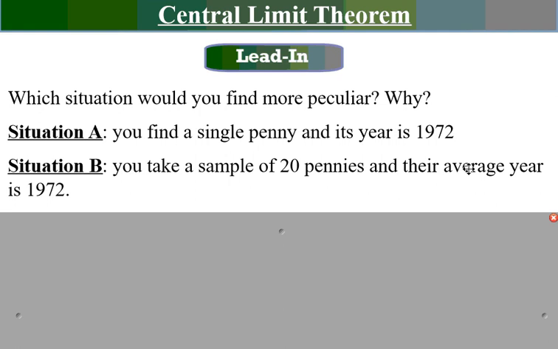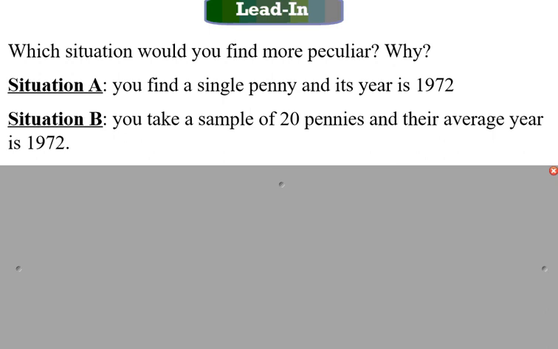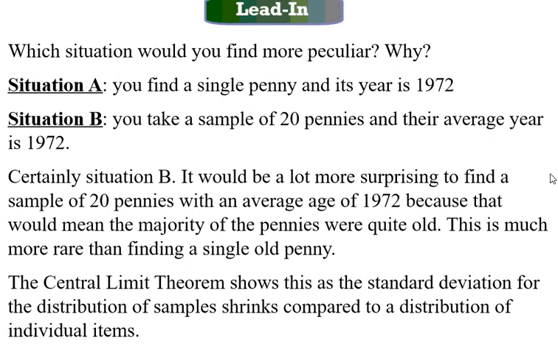Which situation would you find more peculiar and why? Situation A, you find a single penny and its year is 1972. Situation B, you take a sample of 20 pennies and their average year is 1972. If you think about it, it would probably be far more peculiar if situation B occurred. It's a lot more surprising because you're taking a sample of 20 pennies with an average of 1972. That would mean that the majority of the pennies were quite old, as compared to situation A where you're finding just one penny that is old.